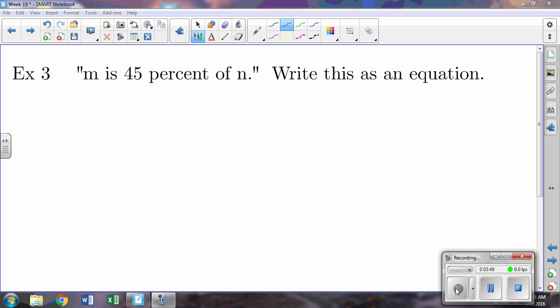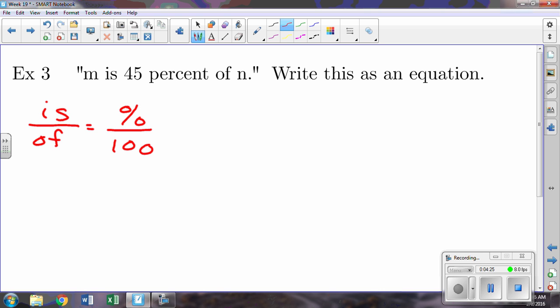Our third one, m is 45% of n. Write it as an equation. Well, we know that this is something that we could write with the percent proportion. There are several different correct ways to do this kind of problem. I'm going to show you 3 different ways of looking at it. A common mnemonic that teachers use for the percent proportion is is over of equals percent over 100.